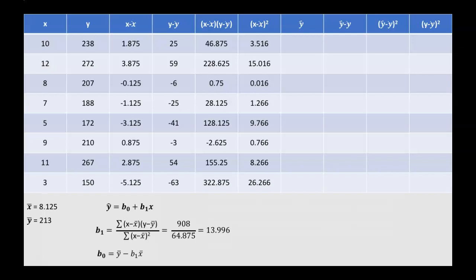Now, once we find our slope, we can plug that into the formula to find our y-intercept. So our y-intercept, that's b sub 0. To find that, we take our y bar, which we've found already, that's the 213, and we subtract the slope that we just found times x bar. That's our 8.125. So we plug those numbers into our formula, and we find out that our y-intercept is 99.281.